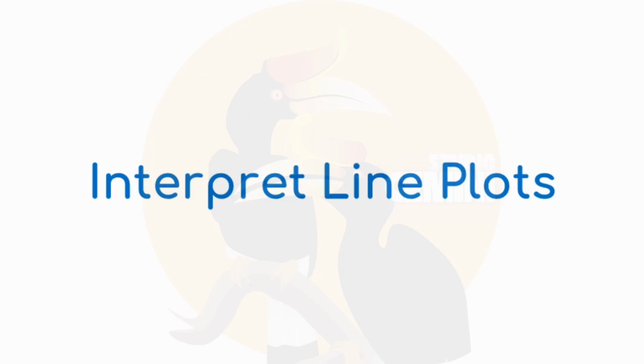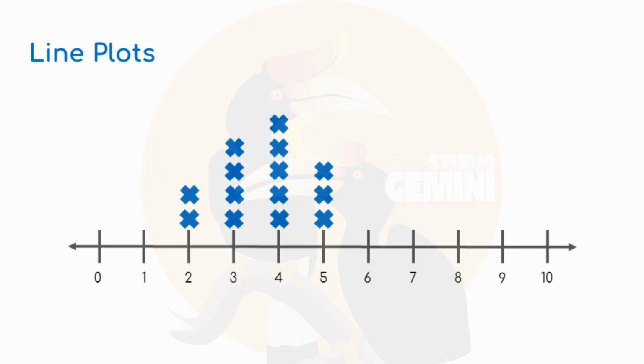In this video, you will learn how to read and understand line plots. A line plot displays data along a number line. The data will be displayed above the number line with X's or dots. In fact, line plots are sometimes called dot plots.